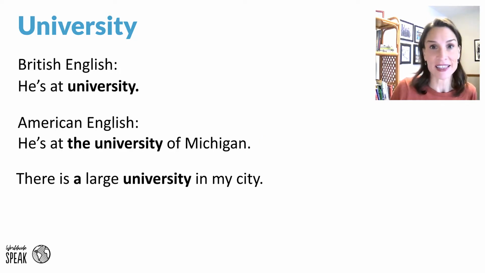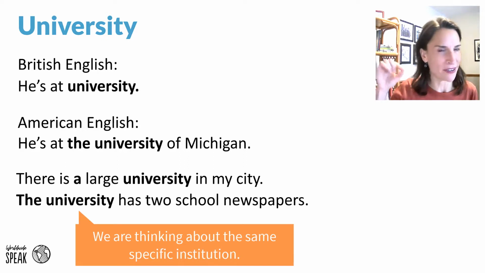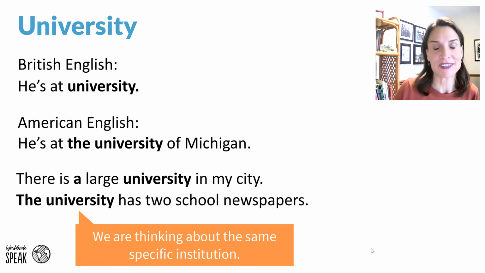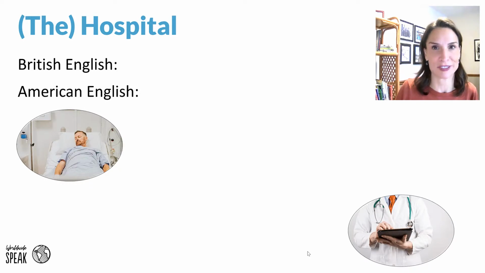Again, I can say there's a large university in my city. The university. Now you and I are thinking about the same institution, the one in my city. The university has 2 school newspapers. And if I want to say a university, notice that I don't need to use an, because university starts with a U, which has a Y sound. It's not a vowel sound. So I would not say an university, but a university. It's a little note there.